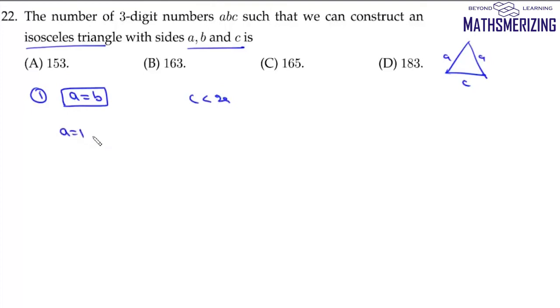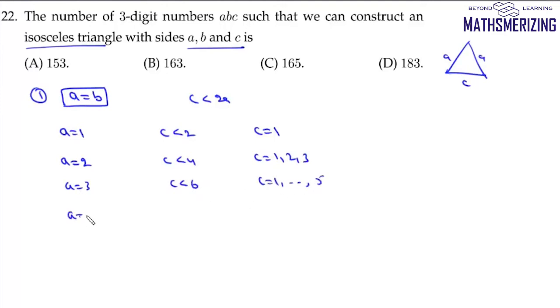Now if we take A as 1, we get C is less than 2. Then the condition is C equals 1. If we take A as 2, we'll get C less than 4. The values of C are 1, 2 and 3. For A equals 3, we'll get C less than 6. So C takes the value from 1 to 5. A equals 4, C less than 8. So here C takes the values from 1 to 7. A equals 5, C is less than 10. C takes the value from 1 to 9.